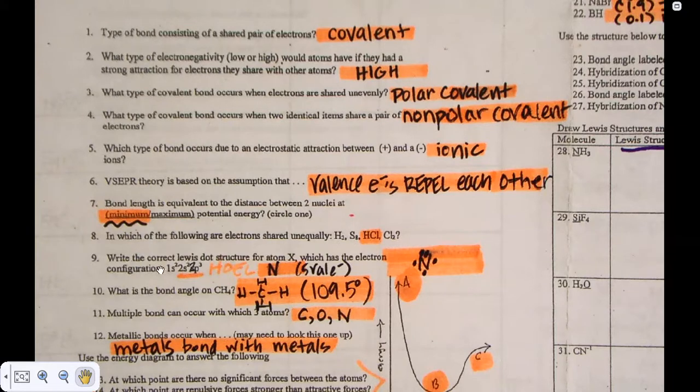Number 9, write the correct Lewis dot structure for an atom X whose electron configuration is 1s2, 2s2, 2p3. Now remember, when you draw Lewis dot structures or electron dot structures, you're only showing your valence electrons. So notice I've underlined the 2s2 and 2p3 part of the electron configuration here. That is your highest occupied energy level. That's where your valence electrons are found. So if you add up the superscripts in the highest occupied energy level, you see that you have 3 plus 2 is 5 valence electrons. That means the element is nitrogen.